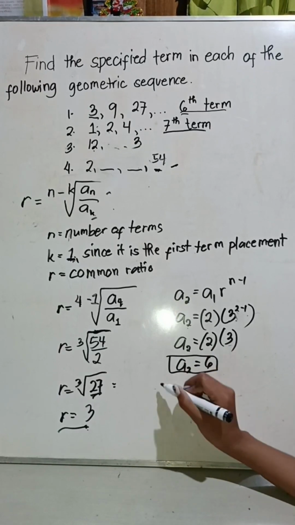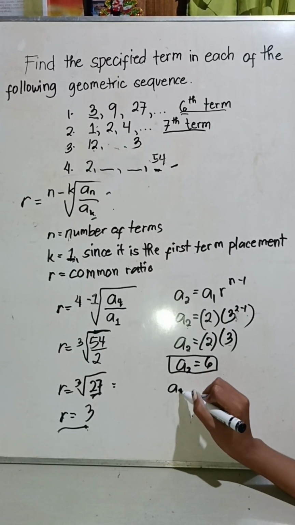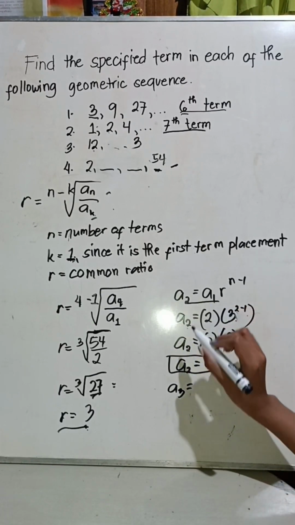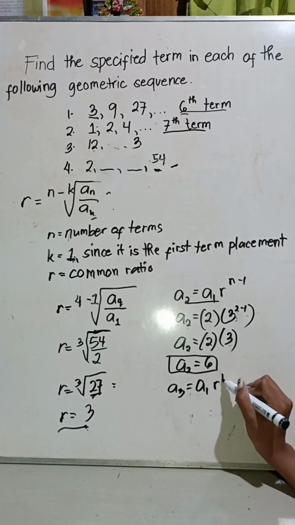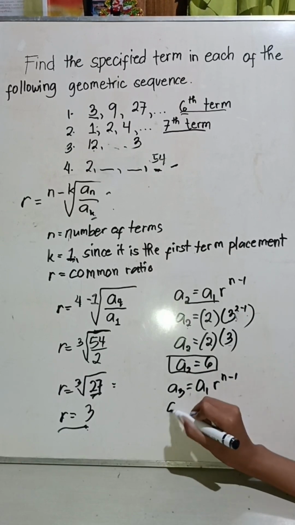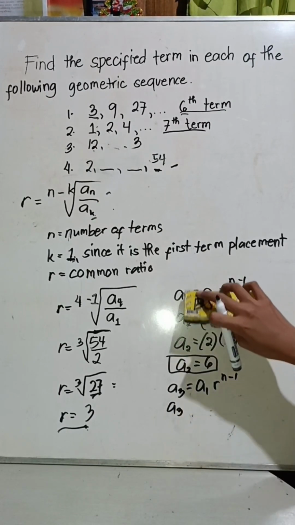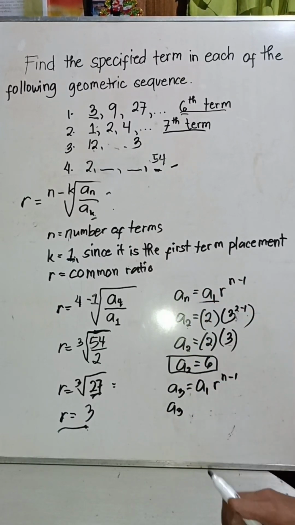So, our third term, using the same formula, a sub 3 is equals to, first term, a sub 1 times r to the n minus 1. So, a sub 3, it should be a sub n, in first. The formula, ha. That one, 1.